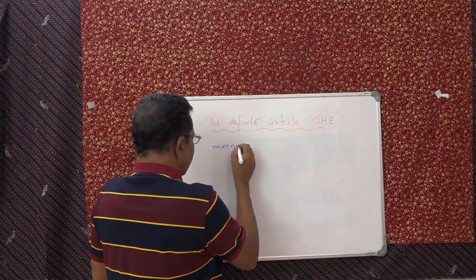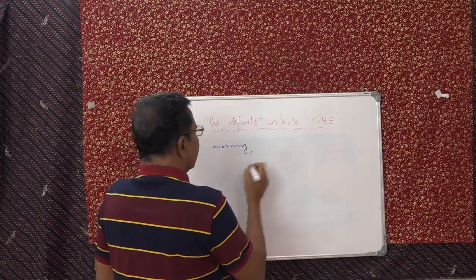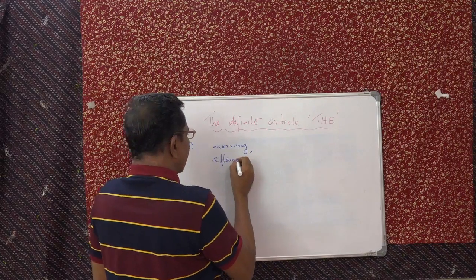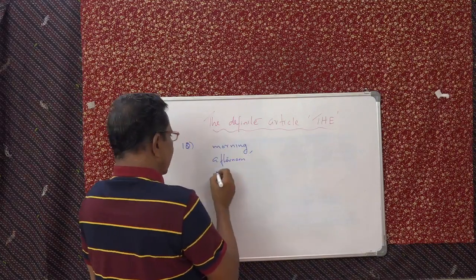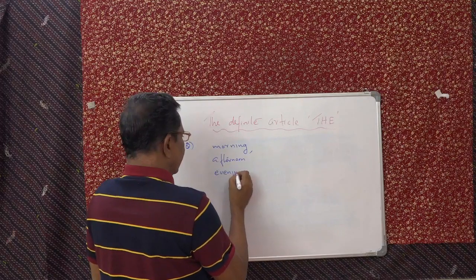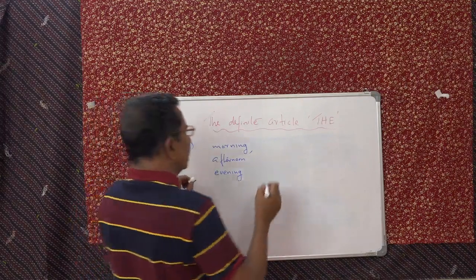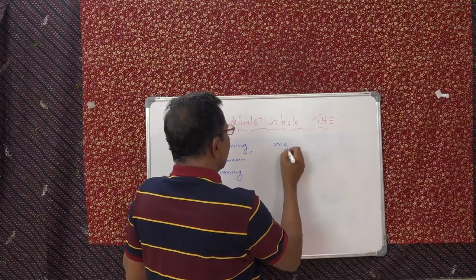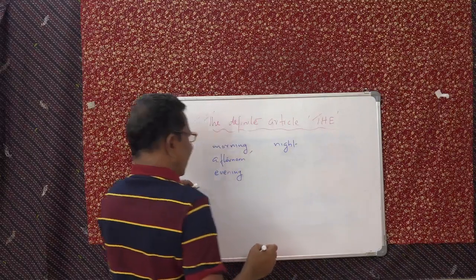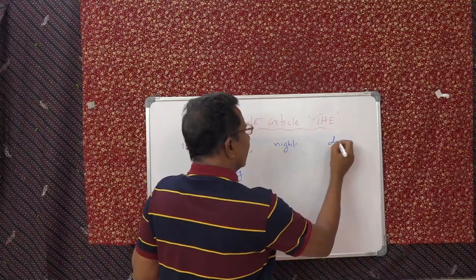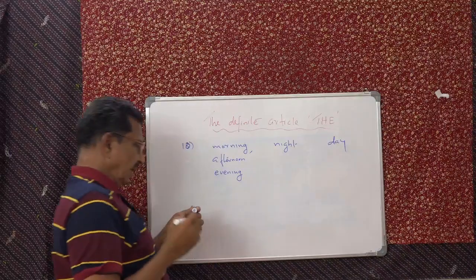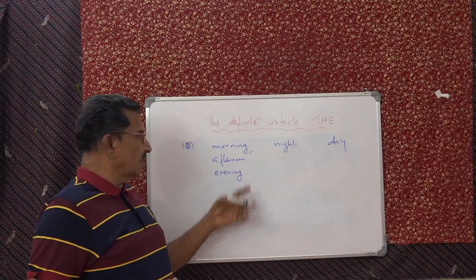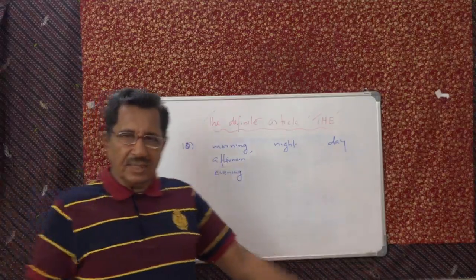First division is morning, then second is afternoon, third is evening, fourth is night, and fifth the whole day. See that? A day can be divided like this. Morning, afternoon, evening, night, then day as such.